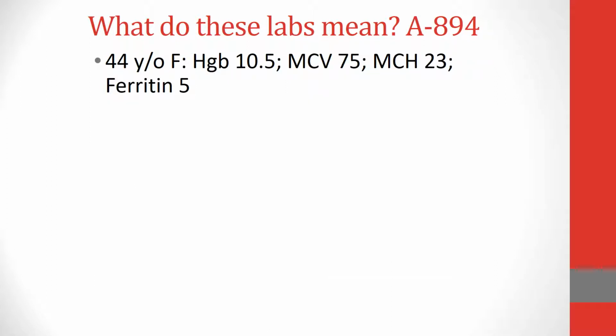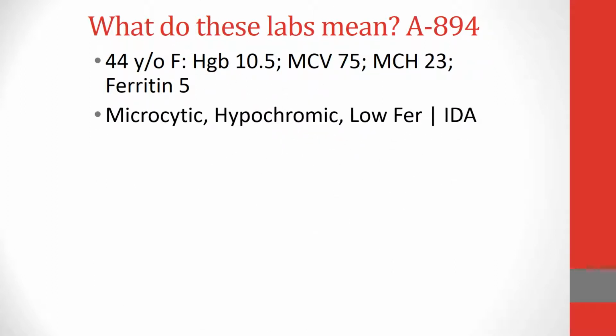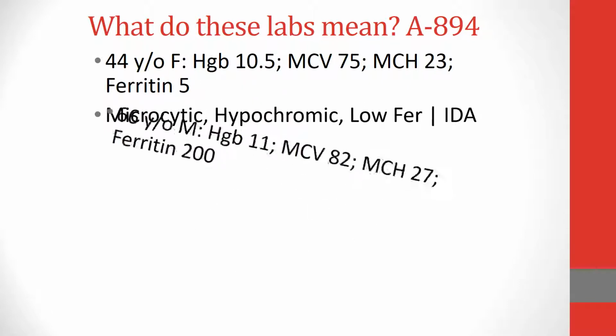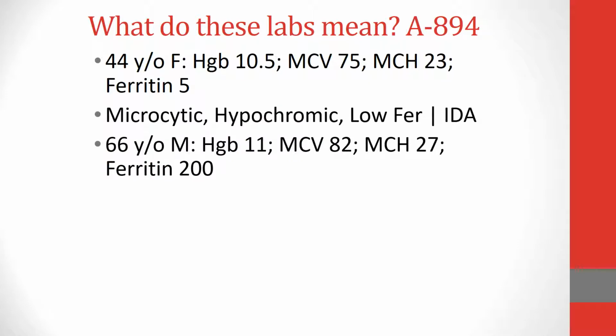Here's some answers. In the first one, it's microcytic because the MCV is low, hypochromic, it's pale, MCH 23, low ferritin. So you've got iron deficiency anemia. Your next one, the values are there.